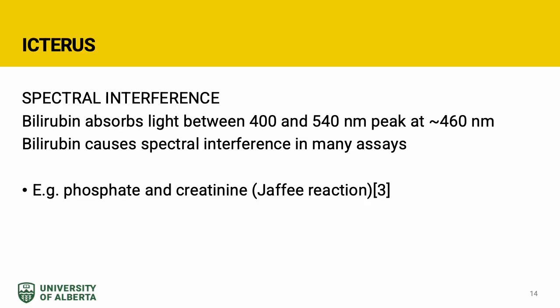As you can imagine, the presence of a yellow chromogen like bilirubin can cause spectral interference. Bilirubin absorbs light between 400 and 540 nanometers, with a maximum absorbance of 460 nanometers. Bilirubin is known to cause spectral interference in several routine chemistry assays, such as phosphate and creatinine.